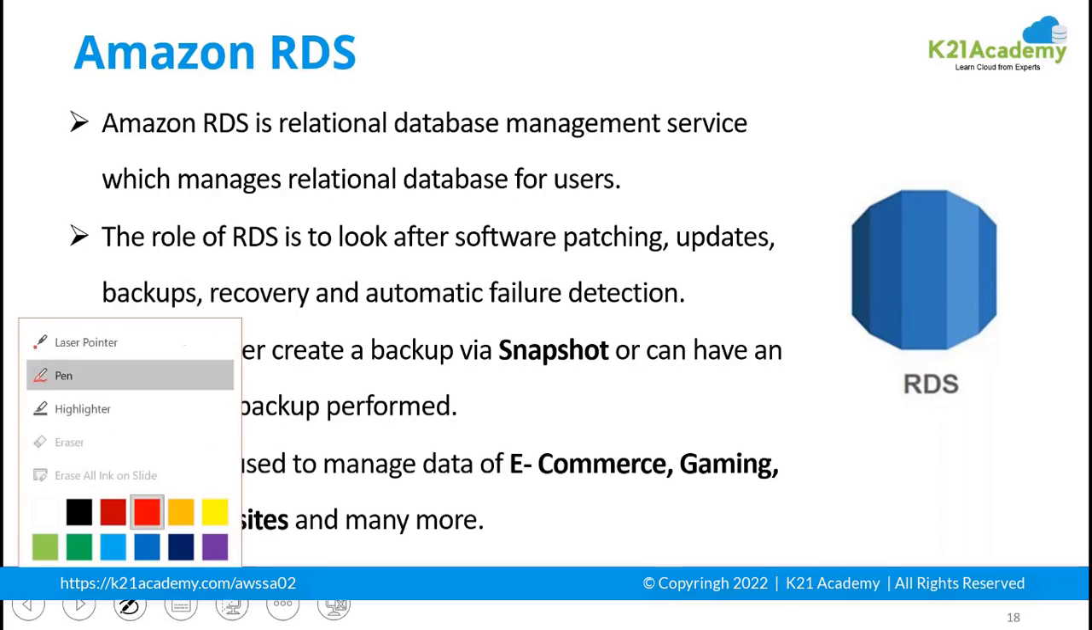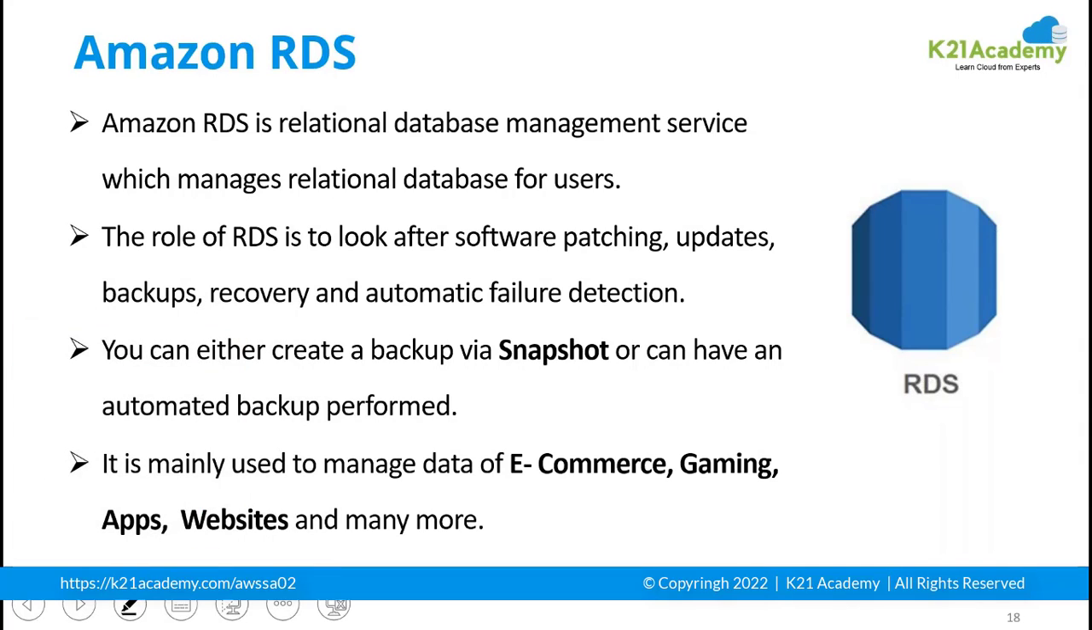So the Amazon RDS, the service that I'm talking about, is actually a Relational Database Management Service, which is a managed relational database service. So you don't have to worry about anything. RDS will look after the software patching, updates, backup, recovery, automatic failure detection and retention. It will take care of it.